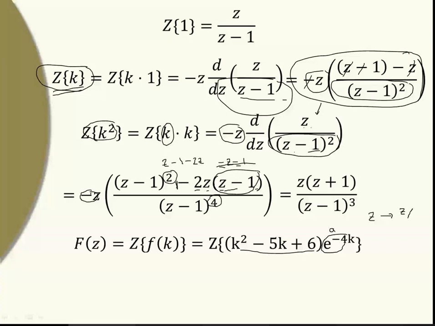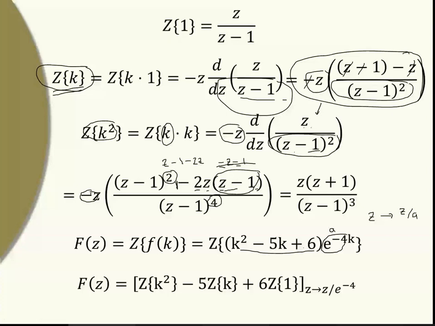So it will be the z transform of the inside term, that is k square minus 5k plus 6. And after getting the z transform of all these terms, we have to replace z by z upon e raised to minus 4, because a is e raised to minus 4. This is a. So after finding the z transform of this term, replace z by z upon e raised to minus 4.